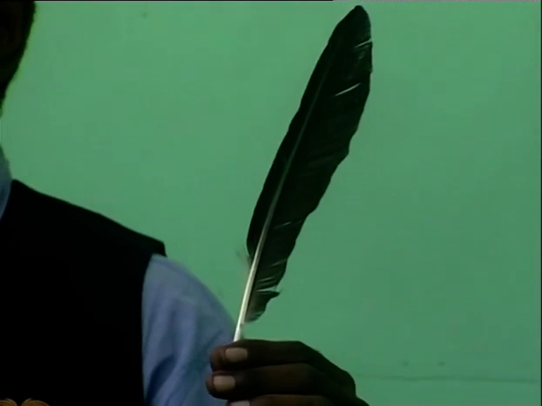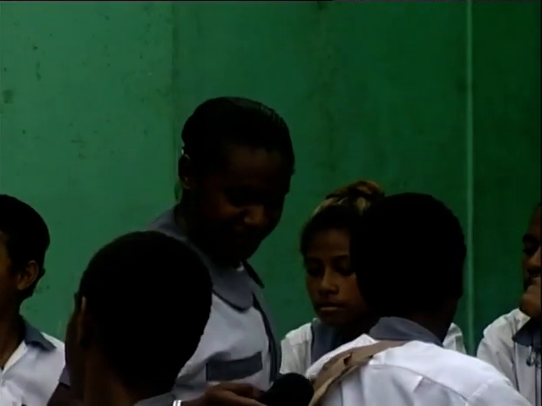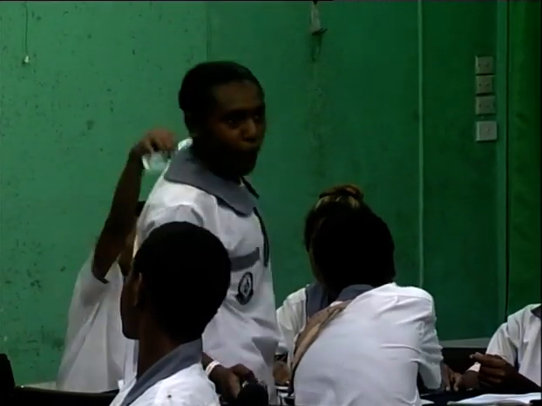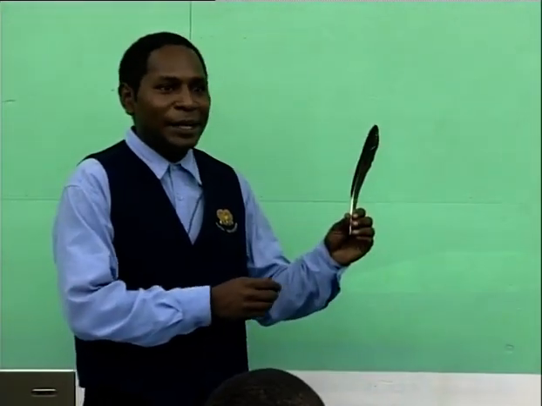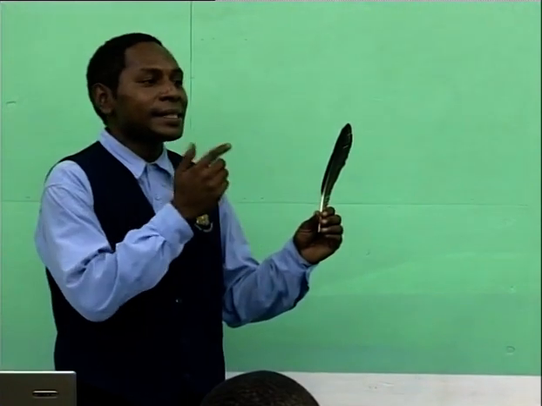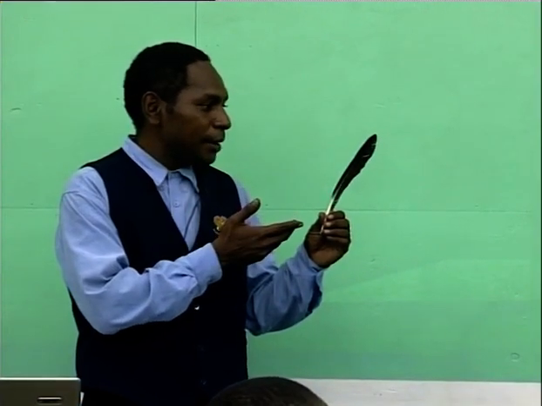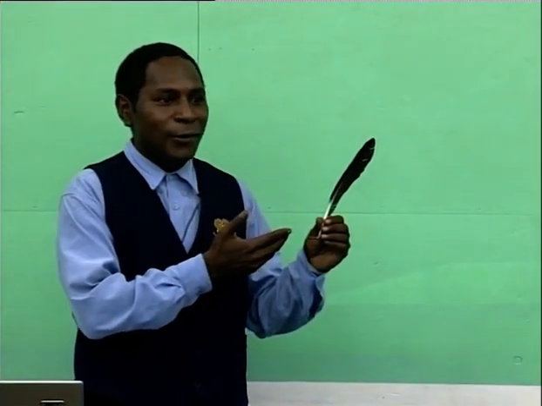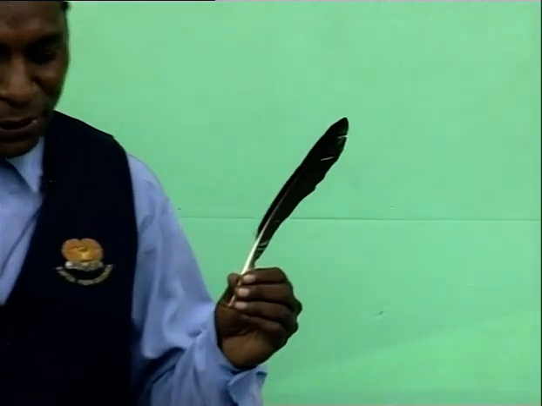Michael, what do you think? Eagle. He thinks it comes from an eagle. Ruthie, what do you say? Duck. Right, Ruthie thinks it's from a duck. Probably it's from an eagle, maybe it's from a duck, or maybe another bird. But this feather has its use.